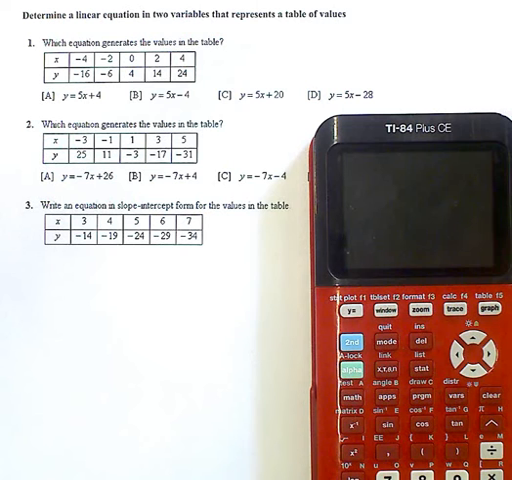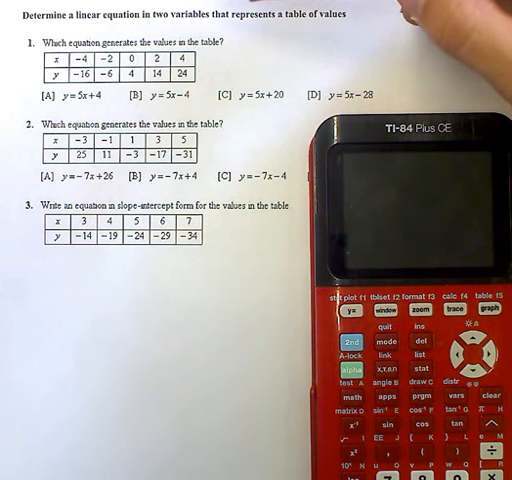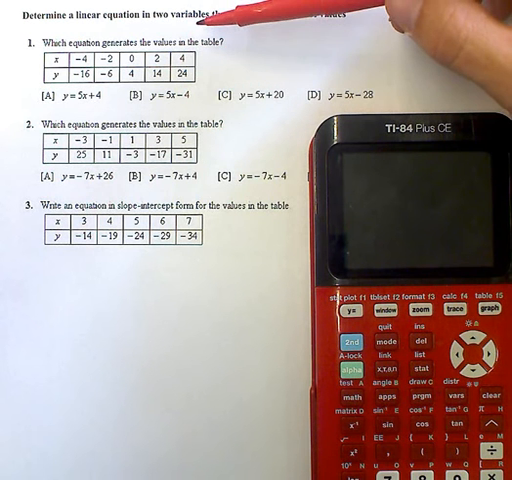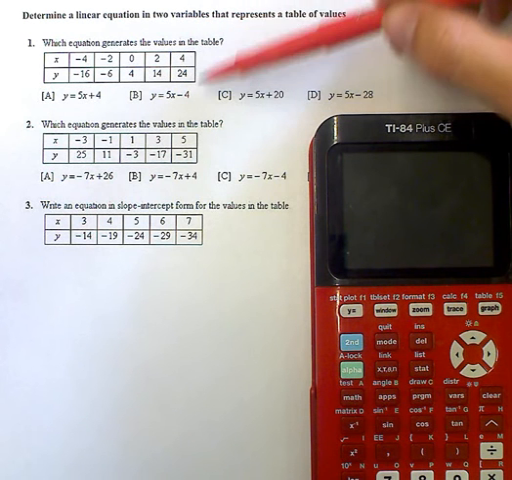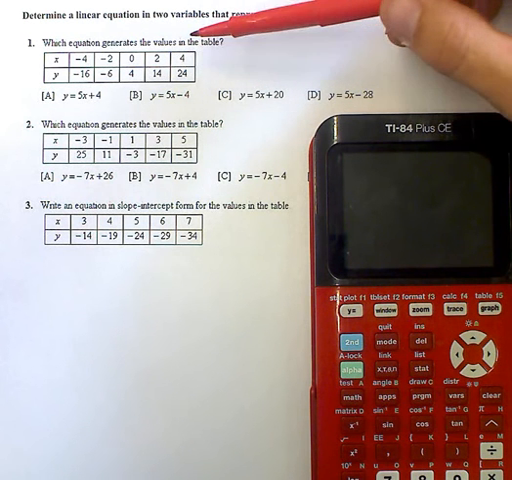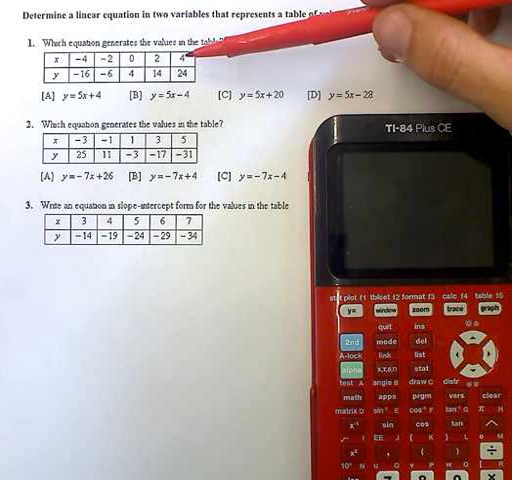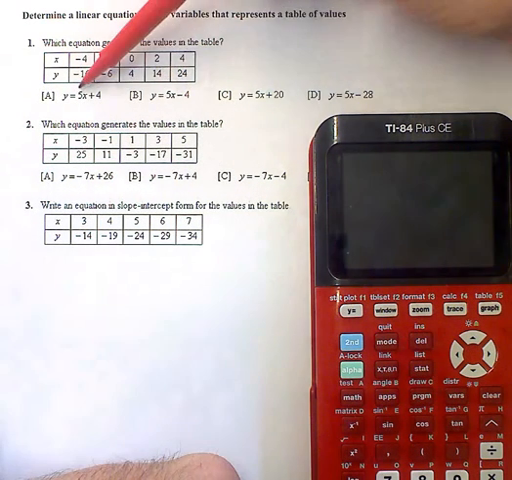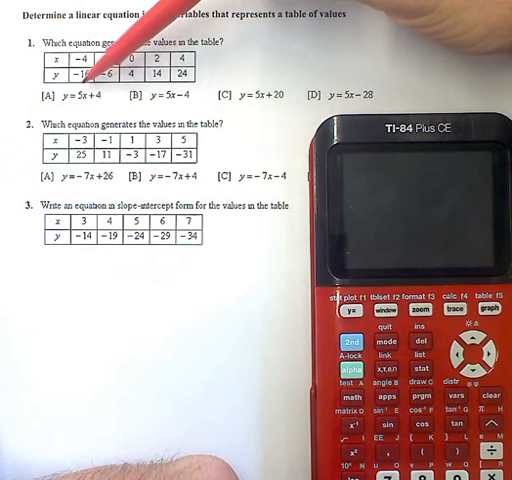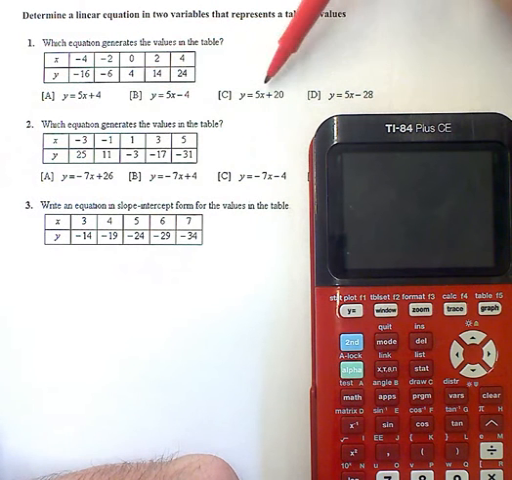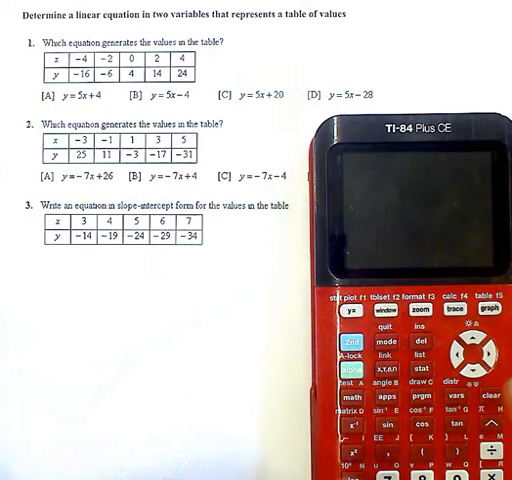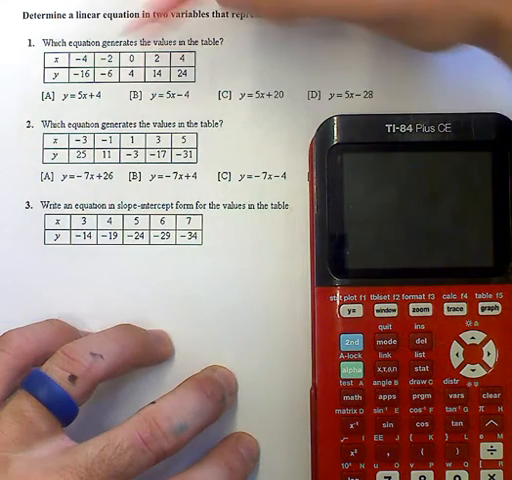Okay, we're looking at a table and we're trying to determine a linear equation from that table of values. Now this could be done a few different ways. One way, we see here they're giving us y equals mx plus b, and it looks like the slope is all the same, so we can't really determine which one is better than the other based on slope because they gave us all the same slope.